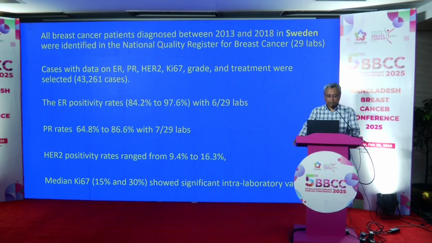reporting correct. So this is not from anywhere near this country, but from Europe. They have a study of 29 labs, more than 43,000 cases. The ER positivity was 84 to 97%, PR was 64 to 86%, HER2 positivity ranged from 9 to 16%, and Ki67 was quite variable depending on the lab, between 15 to 30%.